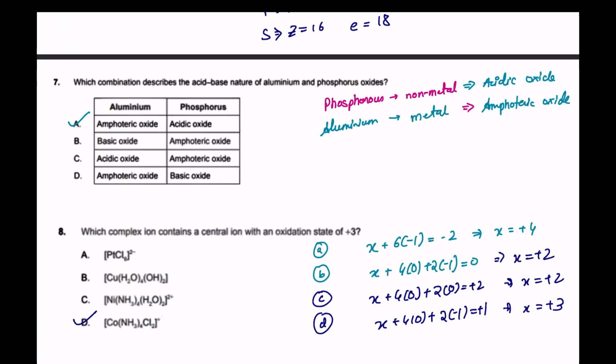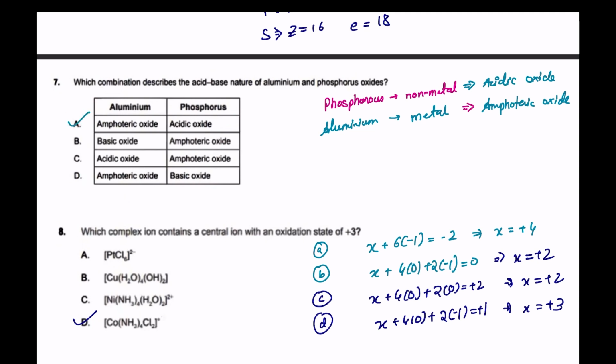Next is which combination describes the acid-base nature of aluminium and phosphorus. Now this is pretty simple. Phosphorus is a nonmetal, and nonmetals produce acidic oxides. For aluminium, the most common oxide is Al2O3, and as we have studied, Al2O3 is always an amphoteric oxide. So option A would be the correct answer.